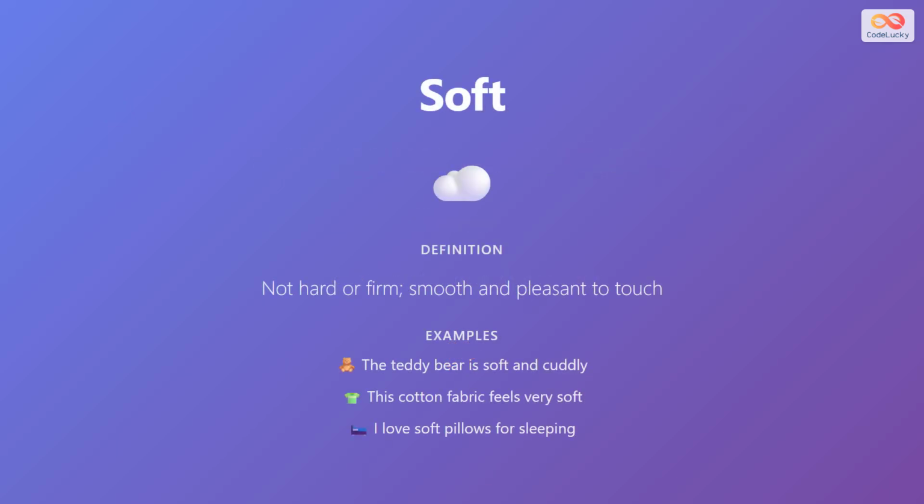The first adjective is soft. Soft means something is not hard or firm. It is smooth and pleasant to touch. When you feel a soft object, it feels comfortable and gentle on your skin. Examples of soft things include a teddy bear, which is soft and cuddly. Cotton fabric feels very soft when you wear it. Soft pillows are wonderful for sleeping because they are comfortable and nice to rest your head on. Use the word soft when describing things that are pleasant to touch and not firm.